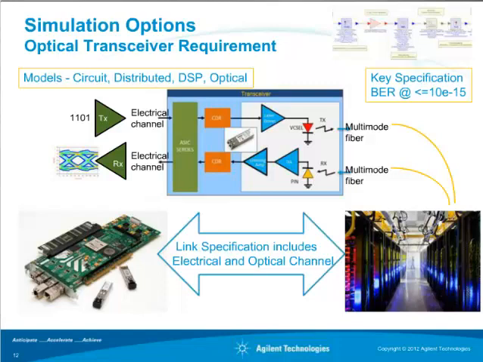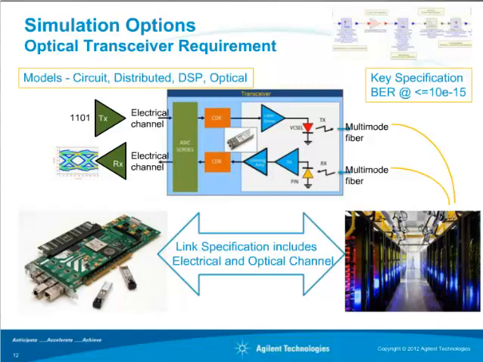If we move specifically, we'll take a case here of an optical transceiver. You can see here that this is an electrical to electrical kind of link. It really does have an electrical channel, which is probably modeled with some distributed model like S parameters, for example. There's DSP functionality, clock and data recovery, equalization, those kinds of things. There's clearly the optical part of the link itself, and there are going to be some circuit models involved, so many different models.